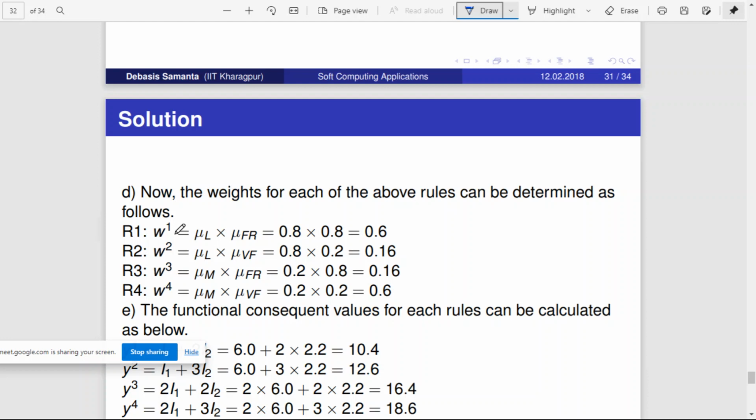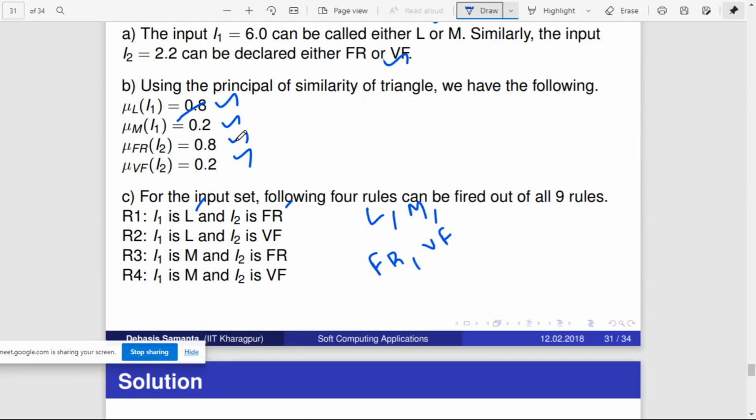Weight 1 is nothing but the membership value. Rule 1 corresponds with L and F4. What is the membership value for L? 0.8. And for F4? This is also 0.8. So you just multiply these two things. 0.8 into 0.8 is 0.64. This is the rule strength of R1.